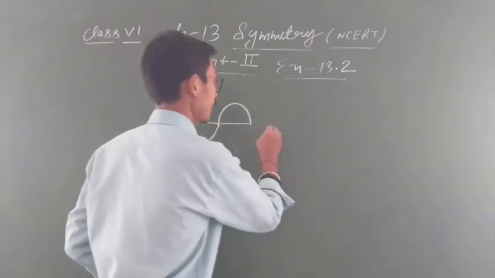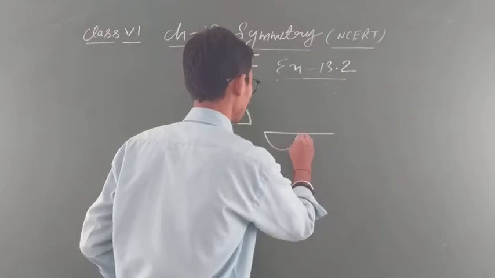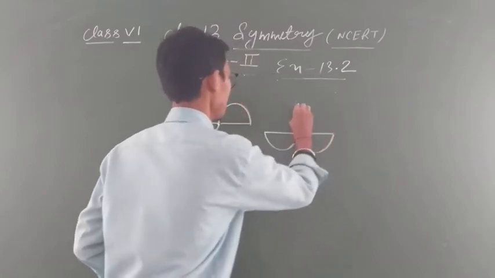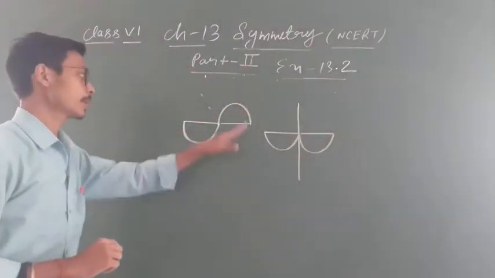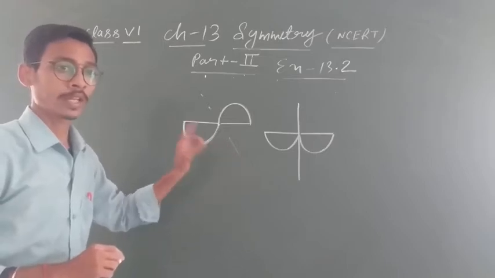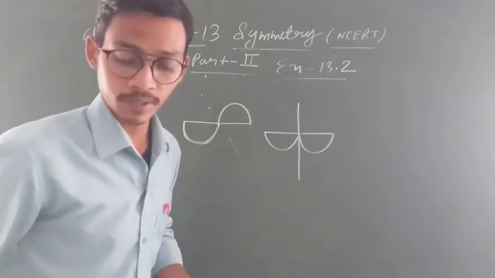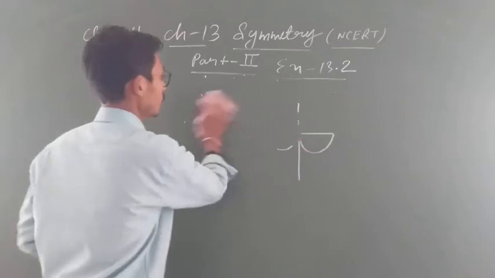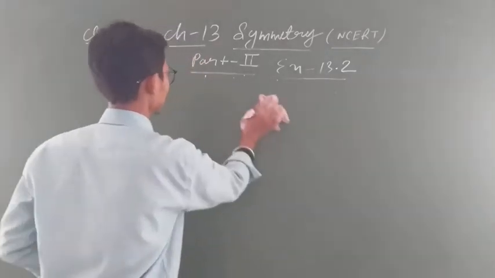If this diagram was like that, then you could draw the line of symmetry. But this is in the opposite direction, so you cannot draw the line of symmetry. Clear everyone? So in this you will write: not possible.